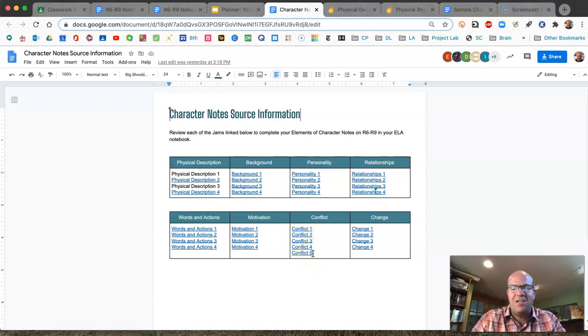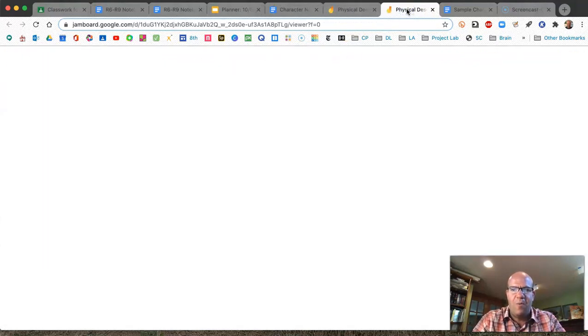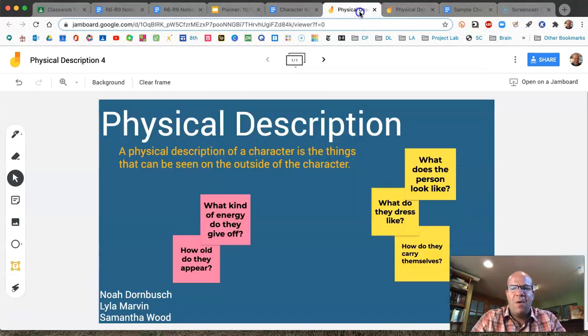So my recommendation to you is to open all of those links separately. So here, up here at the top, I have the 2 links for physical description that are open. Okay? And what I want to be able to do is to use these jams. These are ones that other people have created. They were based on similar source information.